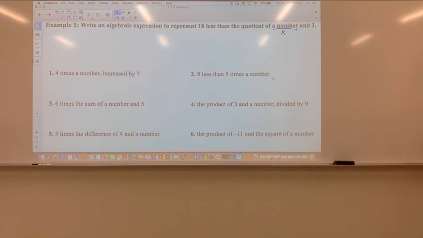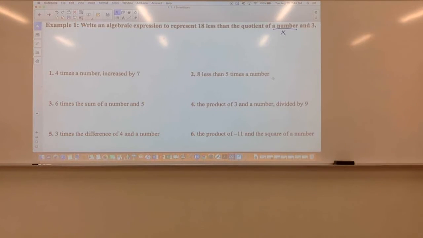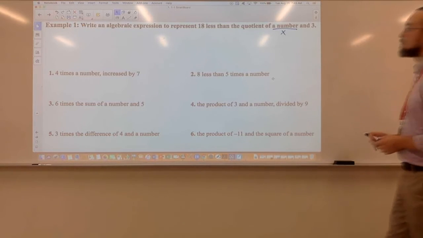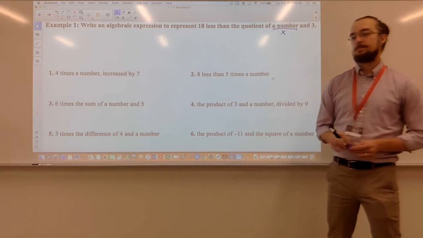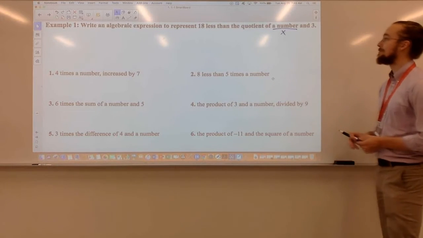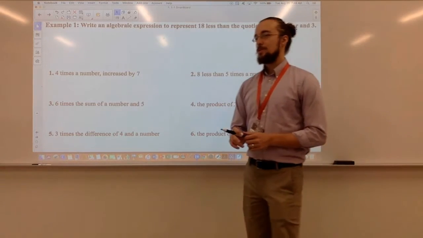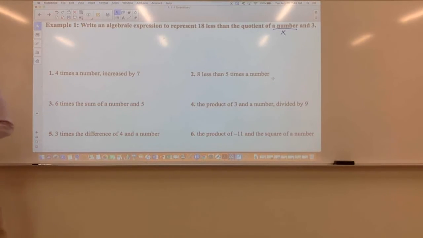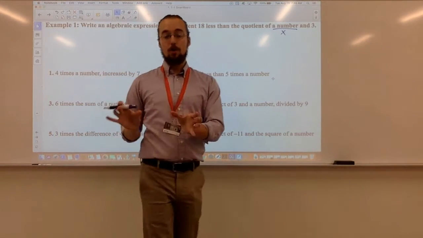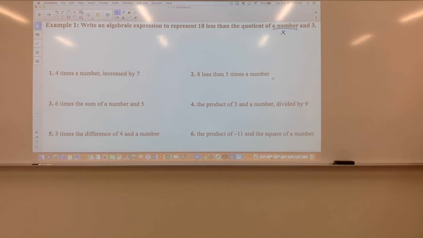Now the order here is kind of tricky. The order does matter on how we put these. So what do you guys think? 18 less than the quotient of a number and 3. Mike? 18 minus. It's 18 minus, but then the quotient means divide. Is it 18 minus x divided by 3? Almost. So you have all the right parts, just not quite in the right order.